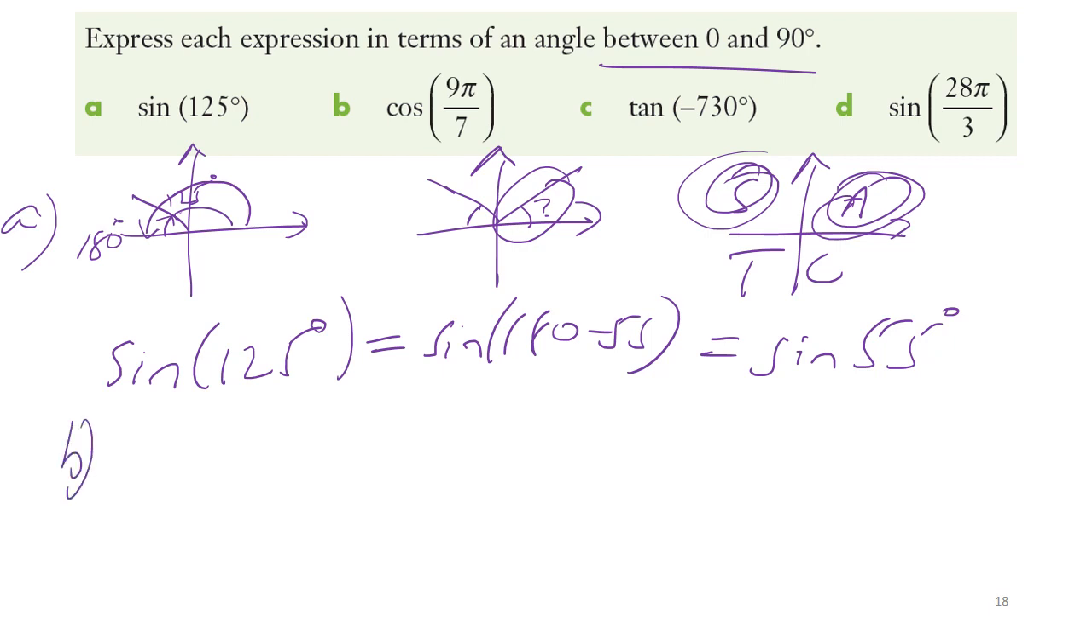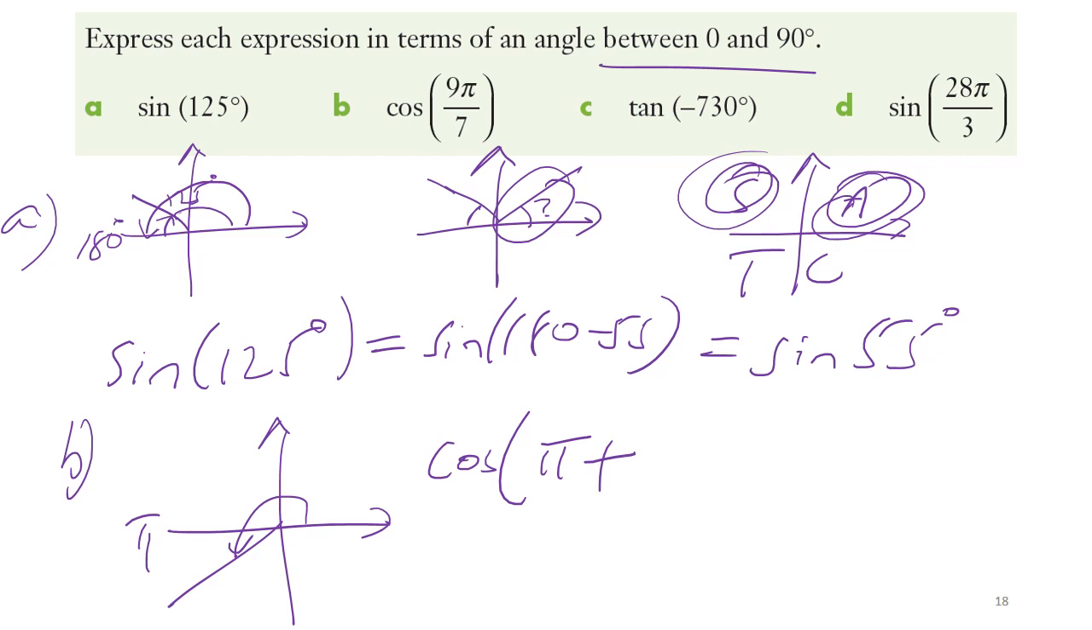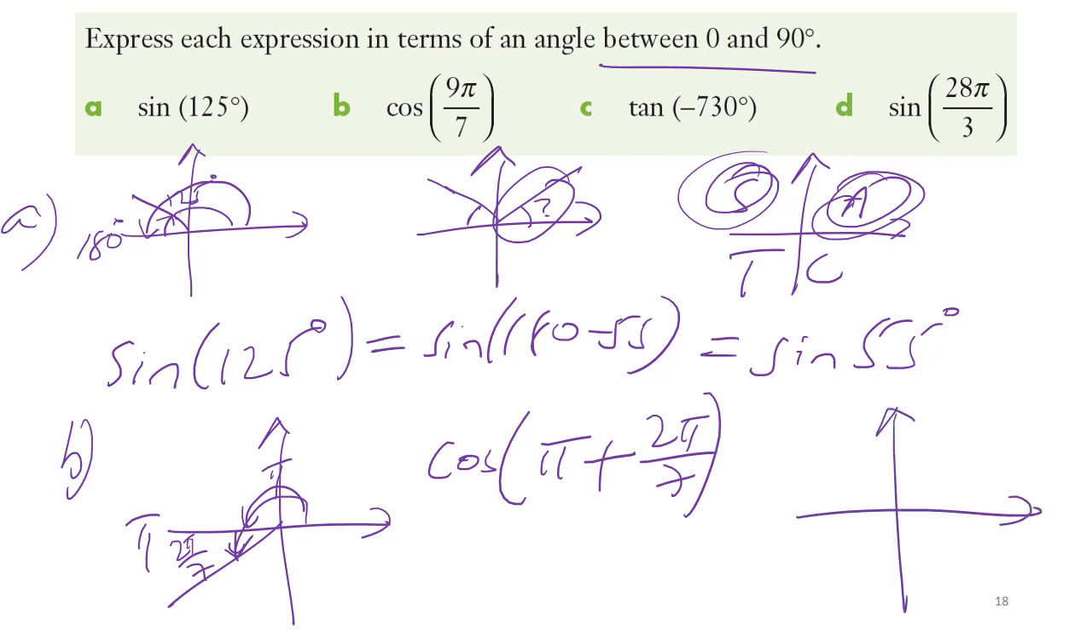Cos 9 pi over 7. So what's 9 pi over 7? Pi is 180 degrees. So 9 pi over 7 is a little bit more than pi, so it would be an angle over here. Which is the same as pi plus what? Pi plus 2 pi over 7. So this is pi, and this bit would be 2 pi over 7. So I want to express this in terms of 2 pi over 7 here.